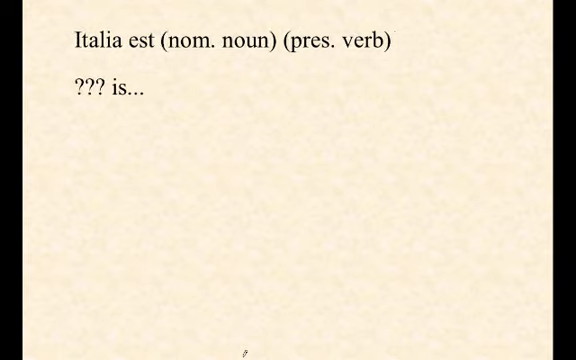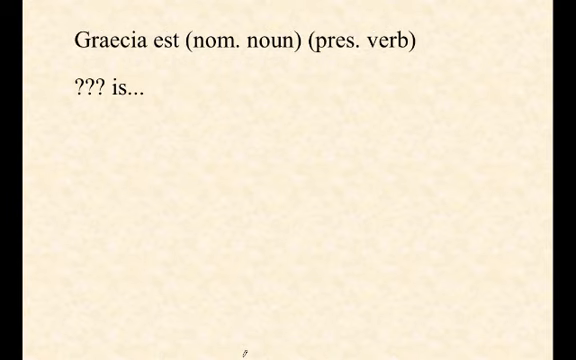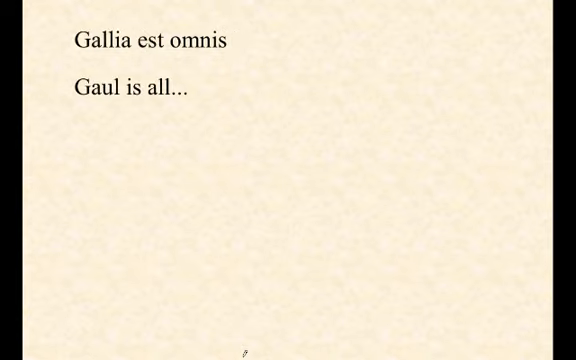Gaul is. Now, if Gallia est means Gaul is, just on your own, Italia est. Wild guess. That's right, Italy is. Graecia est. That's right, Greece is. Omnis. You know this. It means all. Gaul is all. Now, there are other traditional translations of this. Some people will say like the whole of Gaul is, things like that. But for just a standard translation, Gaul is all divisa.